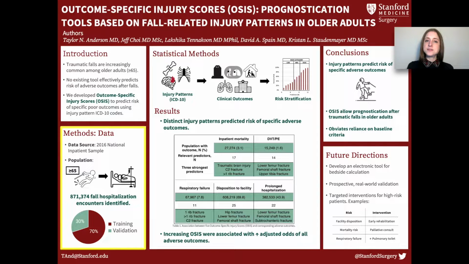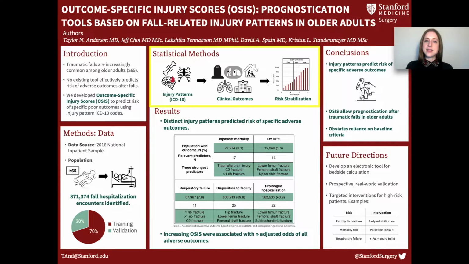Our population was drawn from the 2016 National Inpatient Sample Dataset. We included all patients over the age of 65 who were hospitalized after a traumatic fall. Our total population consisted of 871,000 encounters, which we divided into a 70-30 split of training and validation cohorts.